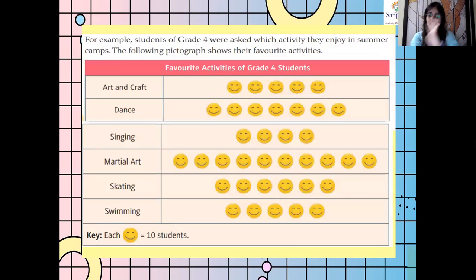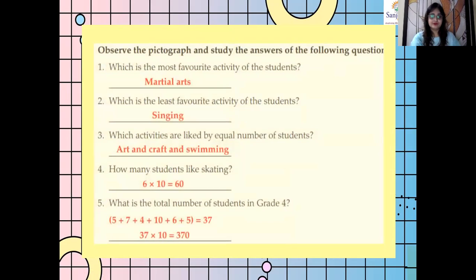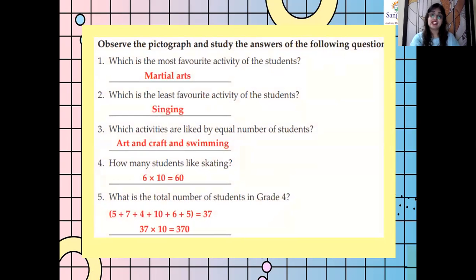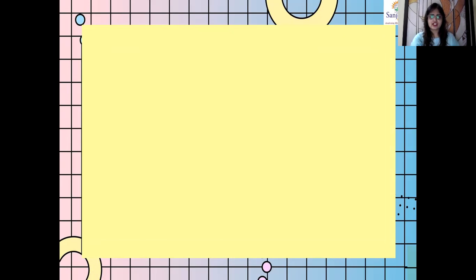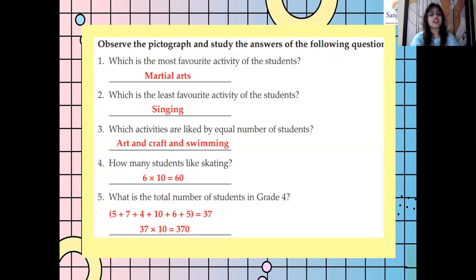Okay, that is only 40 children liked. Then, which activities are liked by an equal number of students? Which activity was liked by an equal number of students? That is art and craft and swimming.